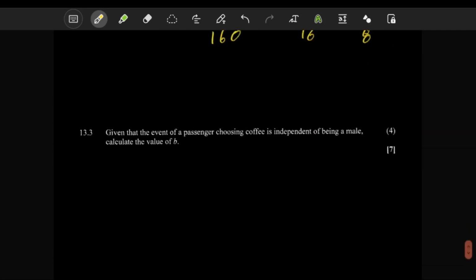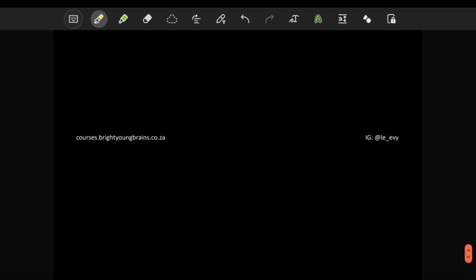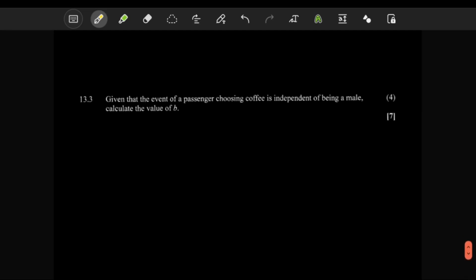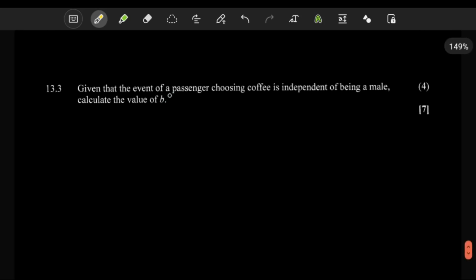So let's just move on to the last question, for 4 marks. The last question will probably have us use all the other variables. It says given that the event of a passenger choosing coffee is independent of being male. Okay, so they said here choosing coffee is independent of being male.